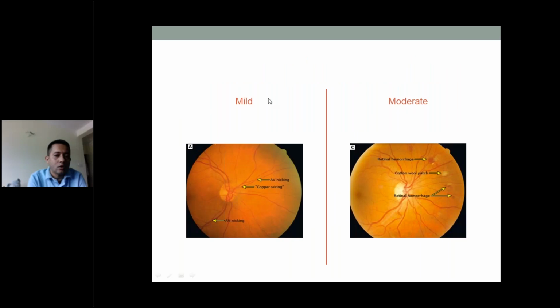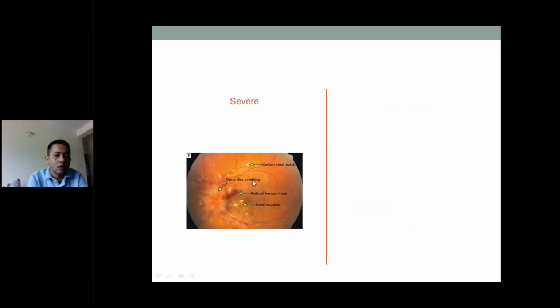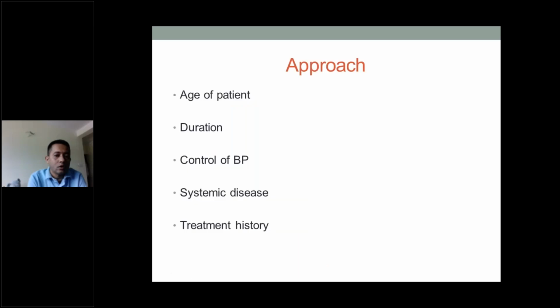The same thing we can see here. In mild, you have AV changes and some copper wiring changes. In moderate, you have a lot of hemorrhages and cotton wool spots. And in severe, you have the final optic disc edema. But mostly in OPD we are using the Keith-Wagner classification.